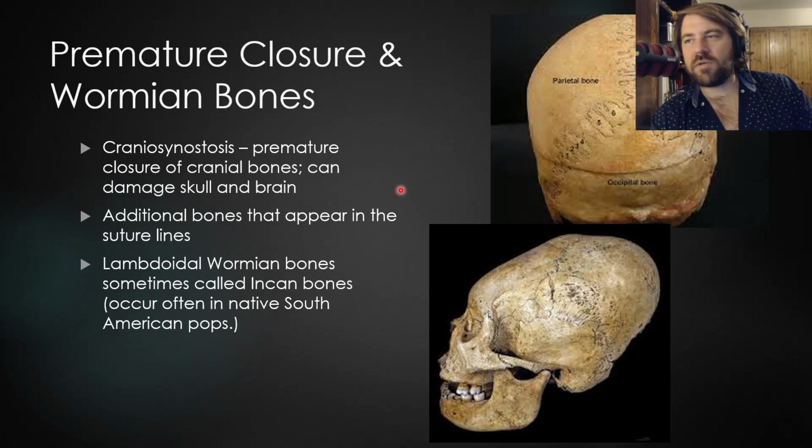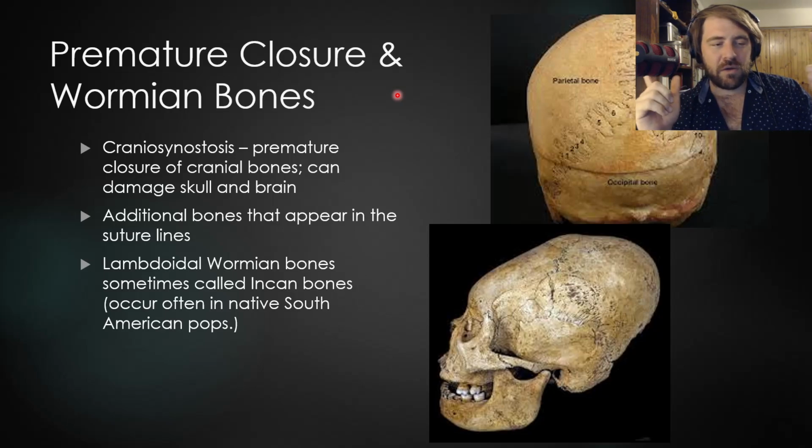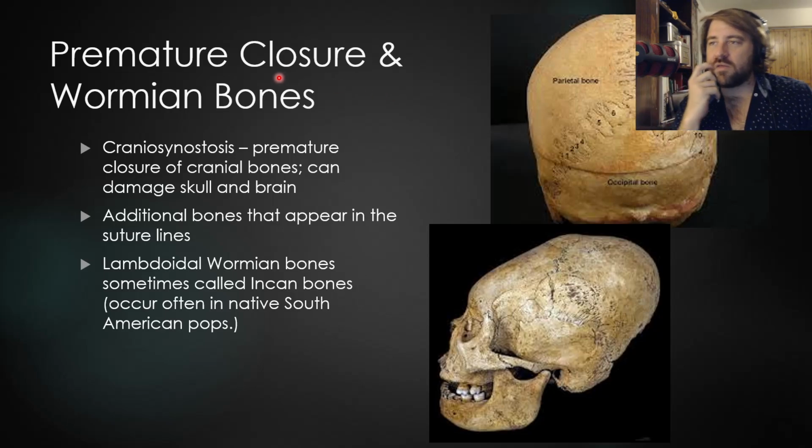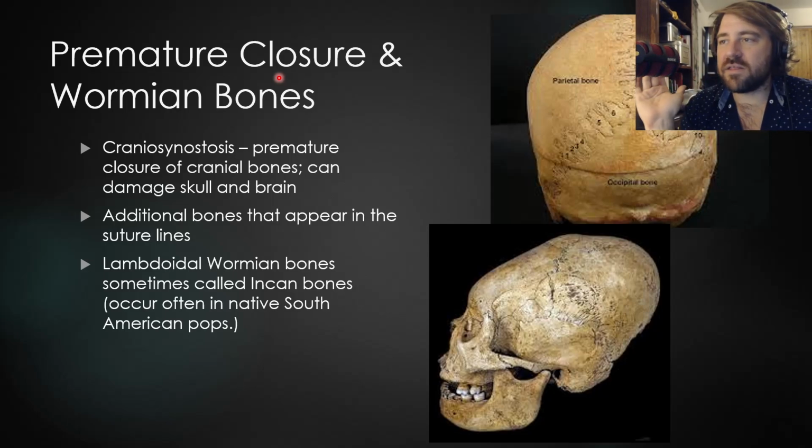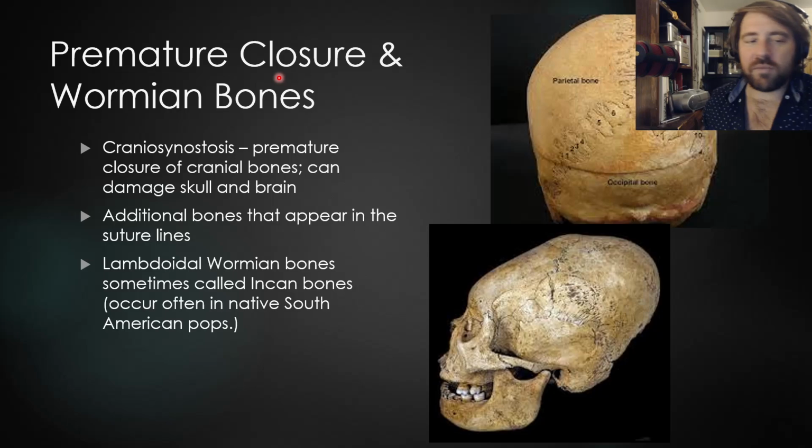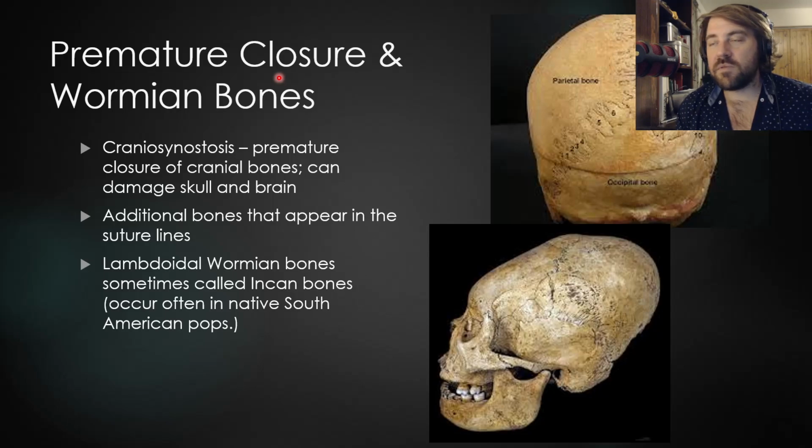Let's go on to Wormian bones. This is just fun, crazy stuff. These are the Wormian bones right here. These are extra bones that just appear in the suture zone. So right along the suture lines, there are extra bones. They're just like little islands of bone that show up. They were originally called Incan bones because the people who first noticed them noticed that they occur specifically in the northern part of South America in the native populations exclusively.